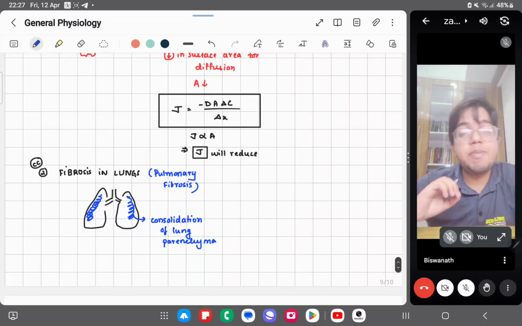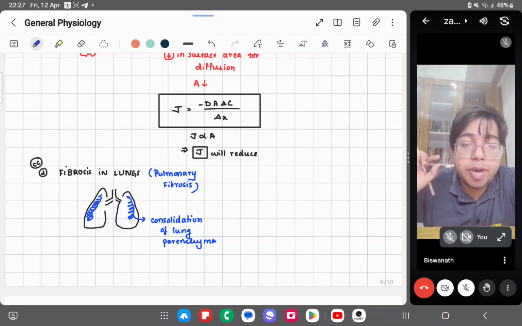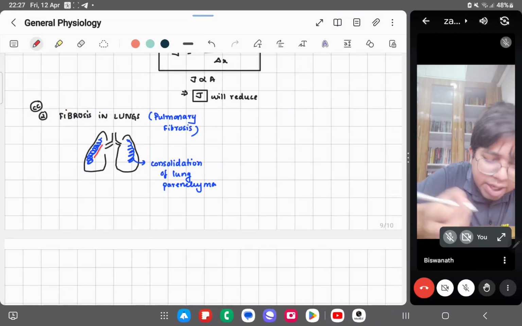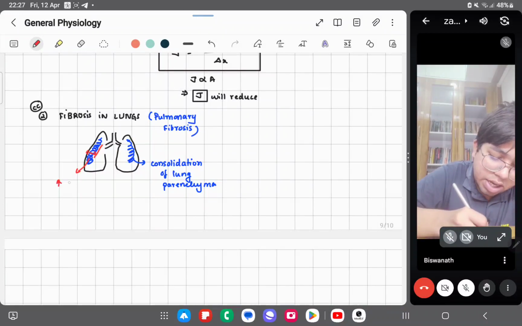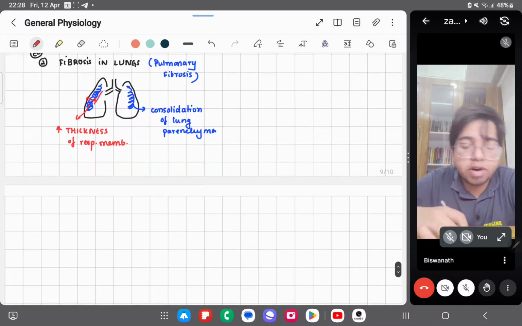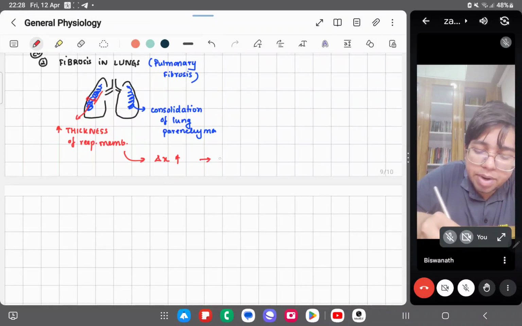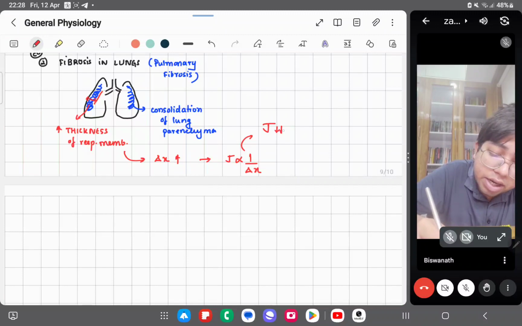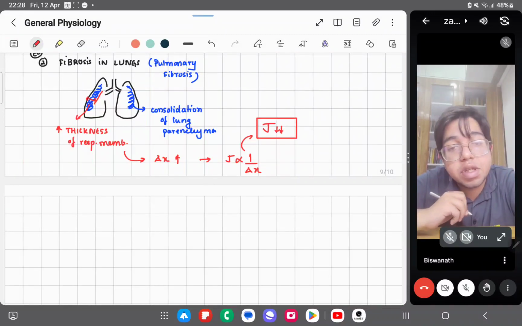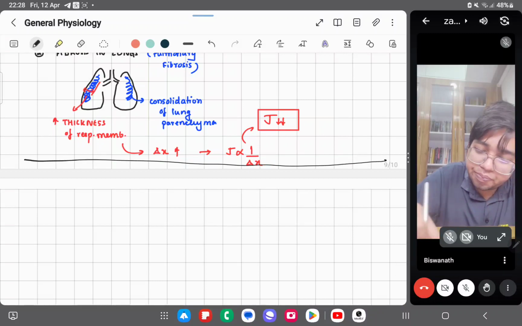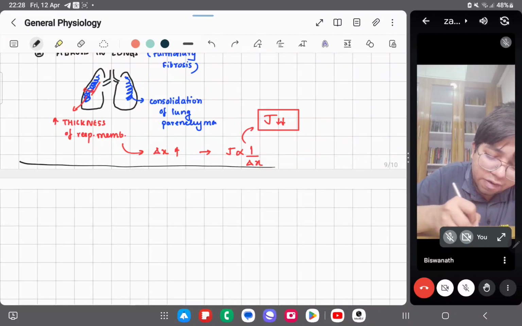So what will happen in case of pulmonary fibrosis is that there will be an increase in thickness of the respiratory membrane, right? You can understand this whole membrane will thicken. There is an increased thickness of respiratory membrane, and if there is an increased thickness, what will occur? Your delta X will increase. That implies J is inversely proportional to delta X, so J will decrease. Again, there is a decrease in the diffusion, right? These are the two clinical correlations you must know from this part. And here we come to the end of simple diffusion.